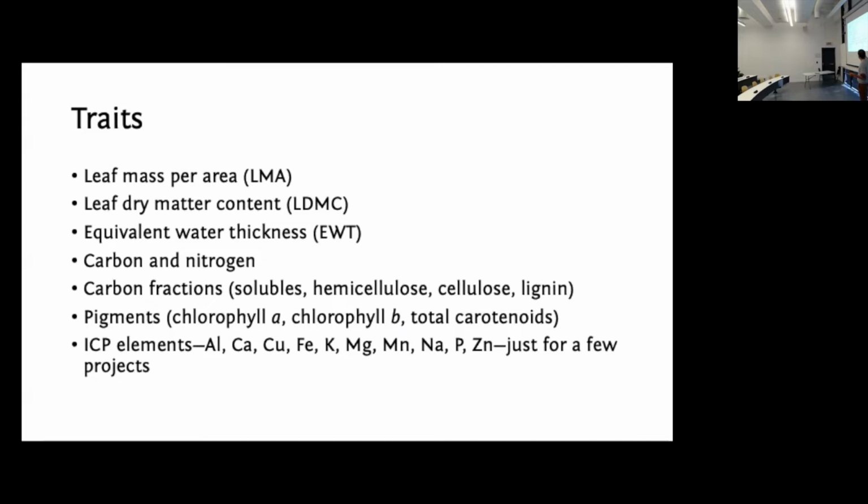There are pigments and many different elements, which, if you look at the kind of literature on things like the leaf economic spectrum, they typically only focus on a handful of traits. One of the strengths of this data set also is that we can potentially get at more different aspects of leaf function.